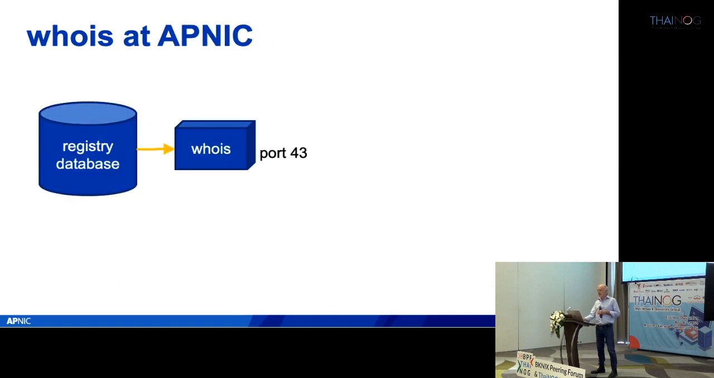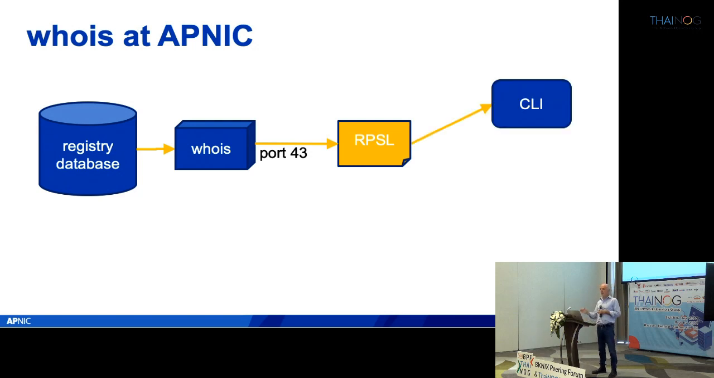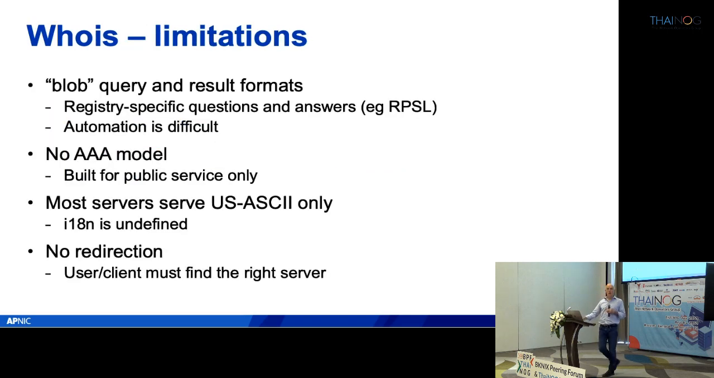So really the registry database serves a Whois server that spits out a blob of text. In our case, for several of the RARs, it comes out in RPSL, Routing Policy Specification Language, and it can go to a command line interface or a web interface, and that's about all. And so it's got a lot of limitations.